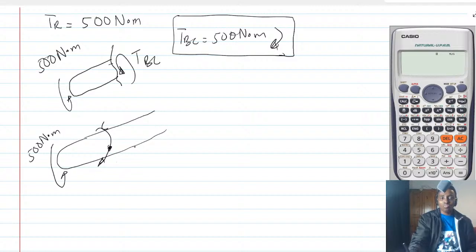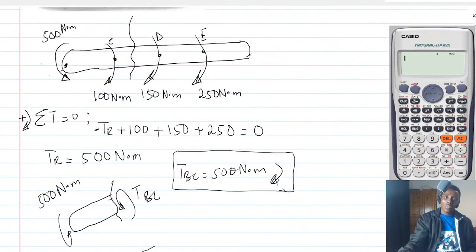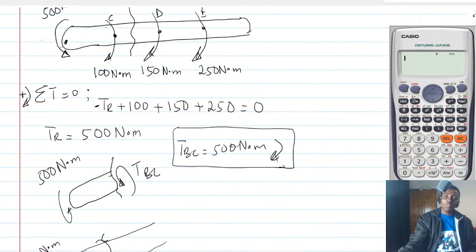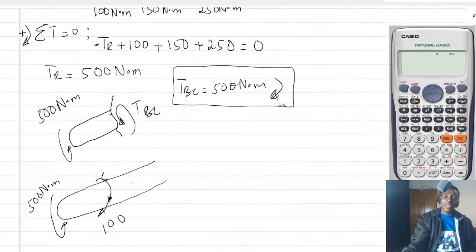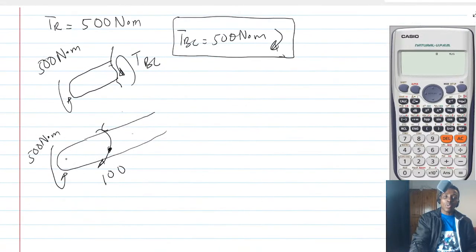Okay. And then at D, no, we are not at D yet. So we are between C and D. So if you take a section here, then that force to cause equilibrium. Okay. So now let's ask ourselves. So now C is what? 100. So C is 100, and then this one is what? 400.